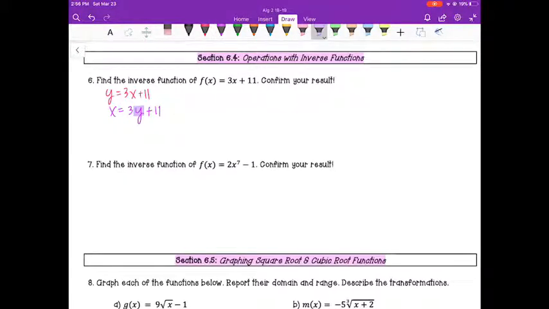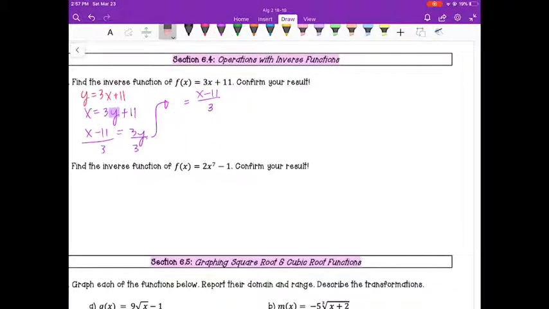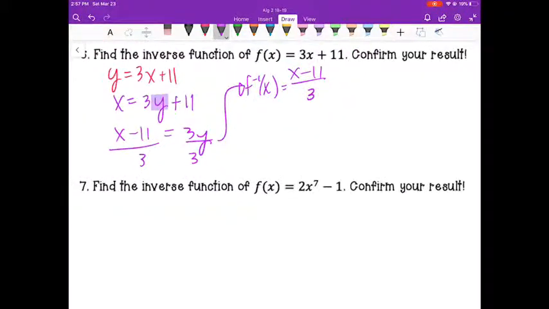And then I want to solve for y. So I will subtract 11 from both sides. I have x minus 11 equals 3y. And then I have to divide both sides by 3. So y equals x minus 11 over 3. Except instead of y, once we've found an inverse function, remember we can call that f with a negative 1 exponent of x, and we read that as f inverse of x.